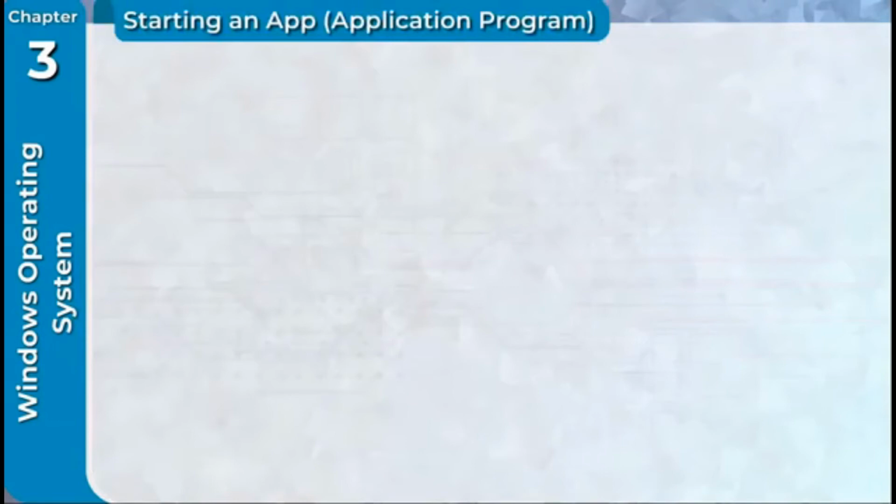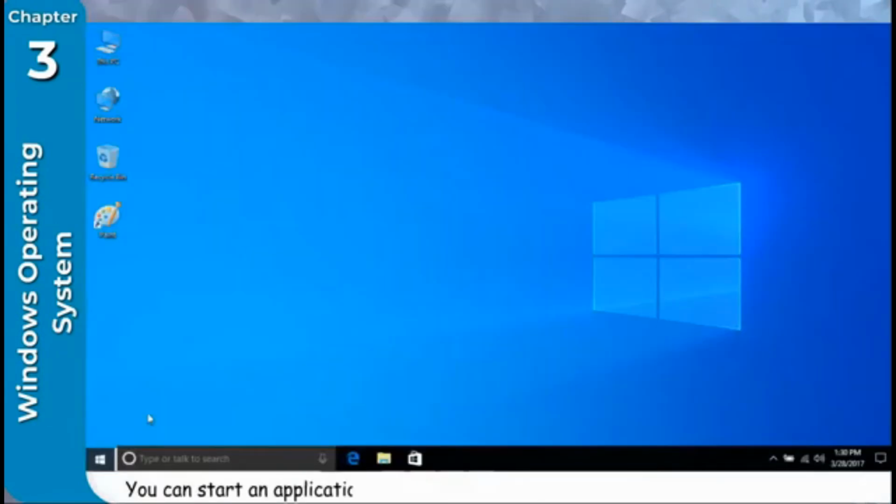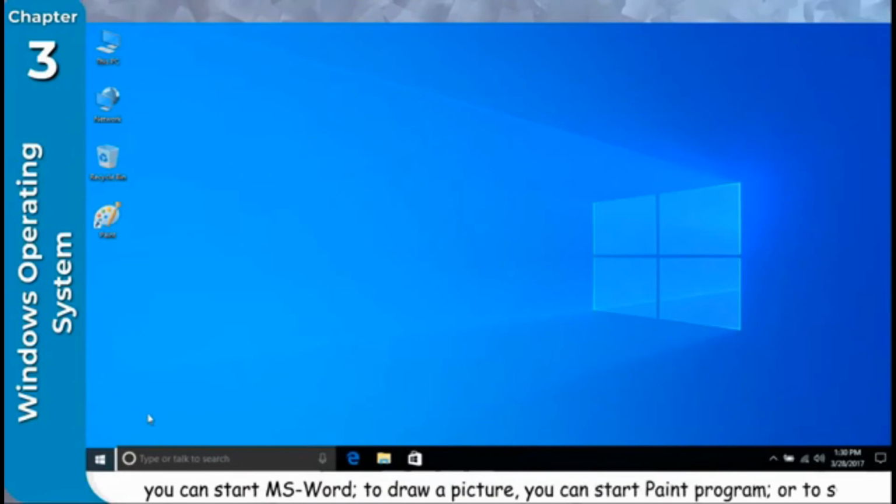Starting an app. Application program. You can start an application program or app, such as MS Word, Paint, Internet Explorer, etc., installed on your computer to perform any task. For example, to write a letter, you can start MS Word. To draw a picture, you can start the Paint program. Or to surf the internet, you can start a web browser application such as Microsoft Edge.